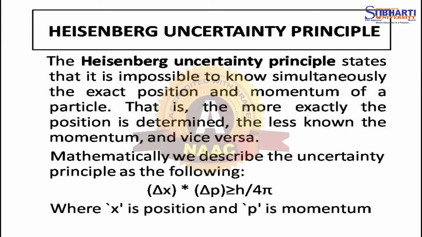Heisenberg uncertainty principle. The Heisenberg uncertainty principle states that it is impossible to know simultaneously the exact position and momentum of a particle. That is, the more exactly the position is determined, the less known the momentum, and vice versa. So, mathematically, we describe the uncertainty principle as the following: delta x into delta p is greater than or equal to h upon 4 pi, where x is position and p is momentum.